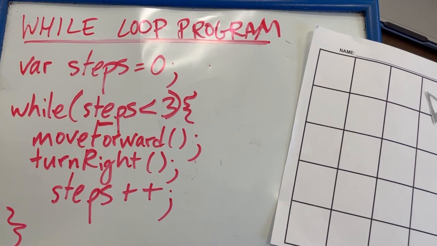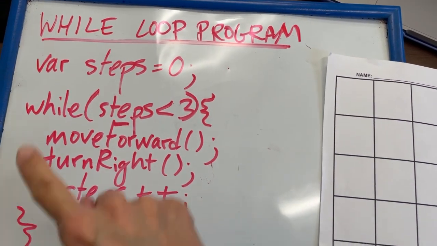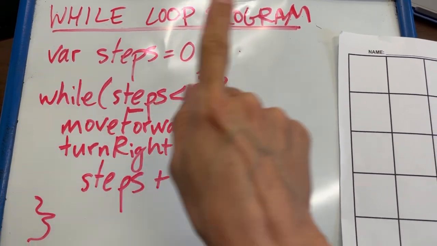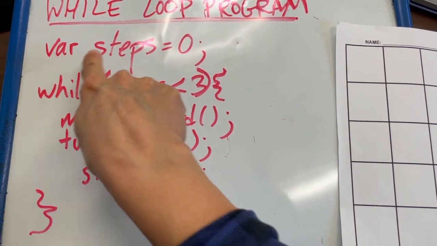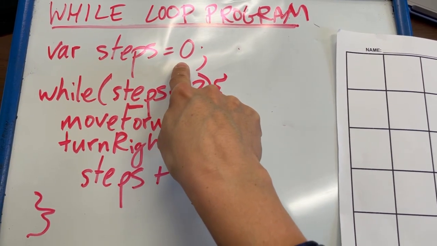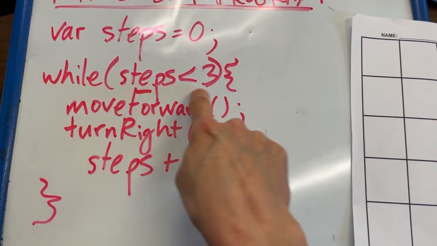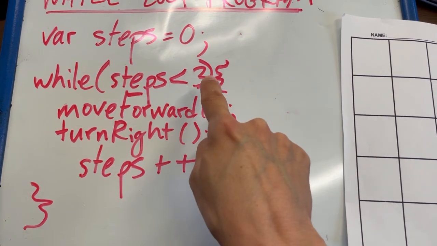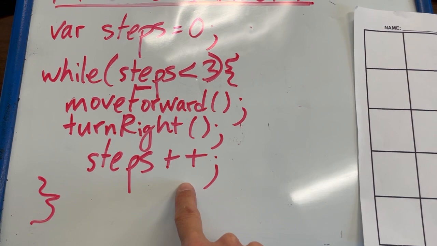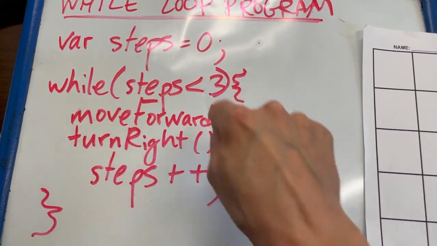Okay, our next program that we're going to look at is called a while loop. A while loop is something that loops, it repeats while something is true. The way that we see a while loop is we always see the variable listed at the top. In this case, the variable is called steps. Generally, it starts at 0 as a value, and then we have a while statement and then some conditional. So while steps is less than 3, we're going to move forward, turn right, and then steps plus plus means increase the number of steps by 1 every time we do a round.